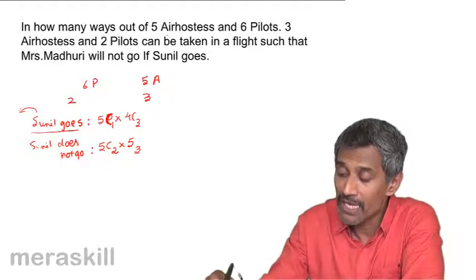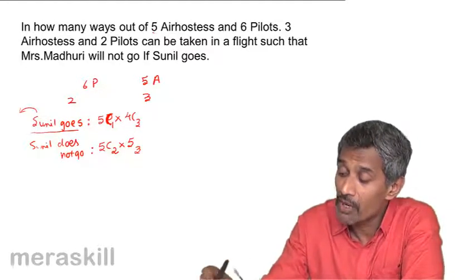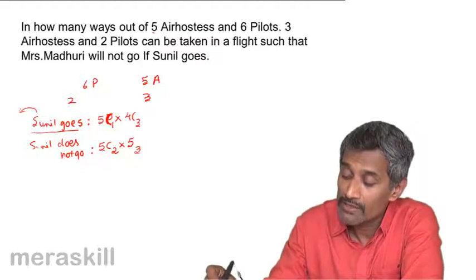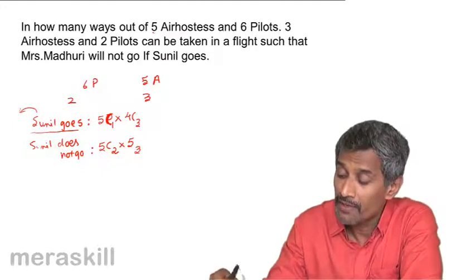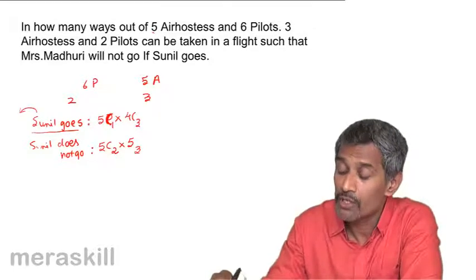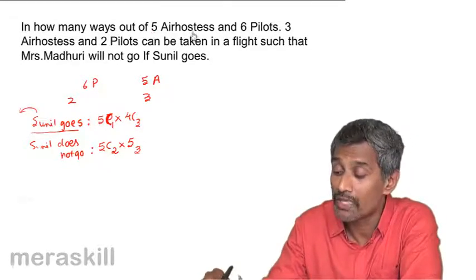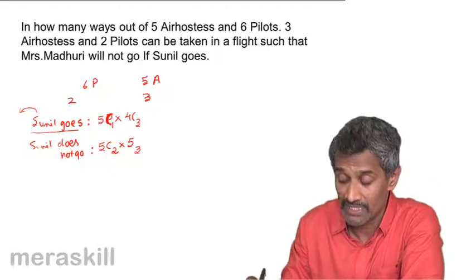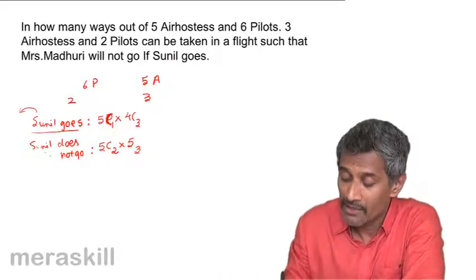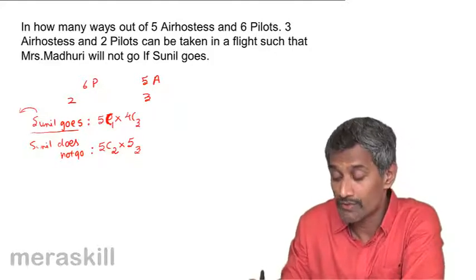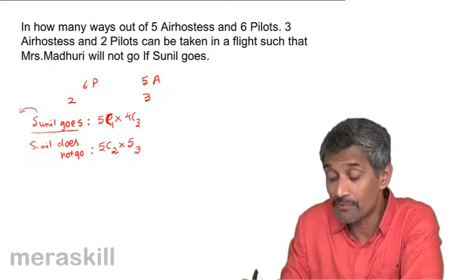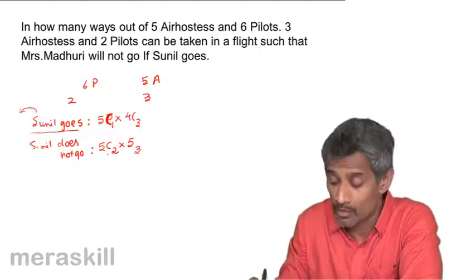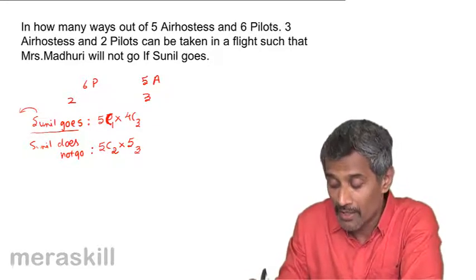That means we have to choose 3 of the air hostesses out of 4 of them. So only 4 are available. This is the first case, and Sunil does not go. If Sunil does not go, Madhuri might still go or might not go. So let's examine Sunil not going.